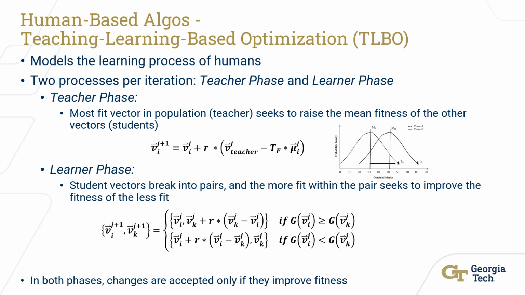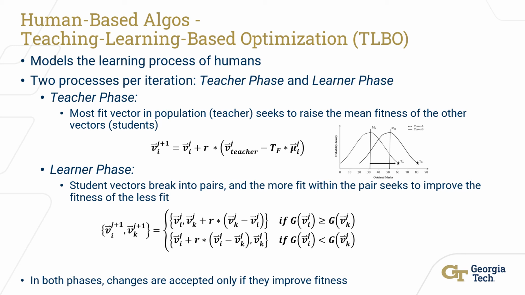Next is the teaching-learning-based optimization algorithm. This process involves two phases, each executed concurrently per iteration. The first phase is known as the teacher phase, where the student vectors learn from a chosen teacher vector. And the second phase is known as the learner phase, where student vectors learn via interaction with other student vectors. Within the teacher phase, the teacher vector, chosen as the most fit vector in the population, seeks to raise the mean fitness of the student vectors.